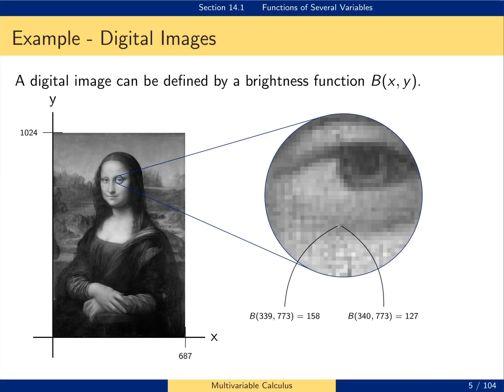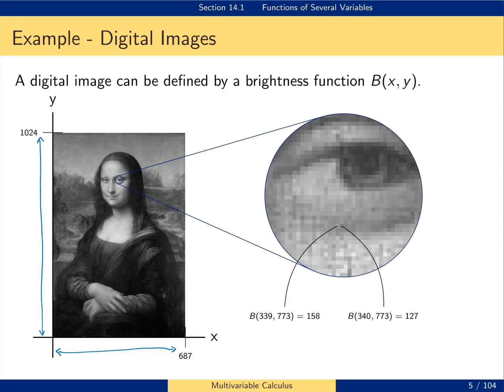Multivariable functions can also be used to describe digital images. A digital image is made up of pixels, each with its own color. For simplicity, we can work with pictures whose pixels are all shades of gray. Thus, to store this image in a computer, we need only define a brightness function b, which tells us the shade of the pixel at each coordinate x, y. This image has a domain of x between 0 and 687, and y between 0 and 1024, because that's how many pixels it has.